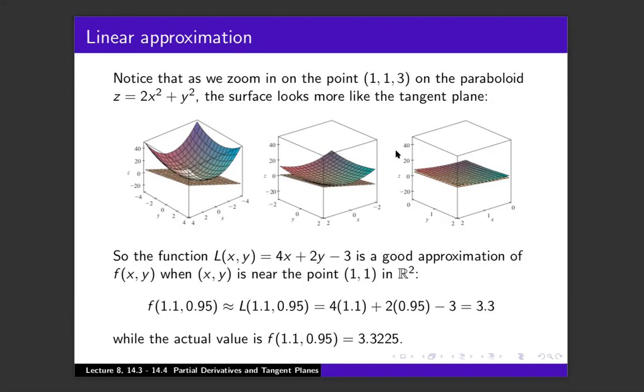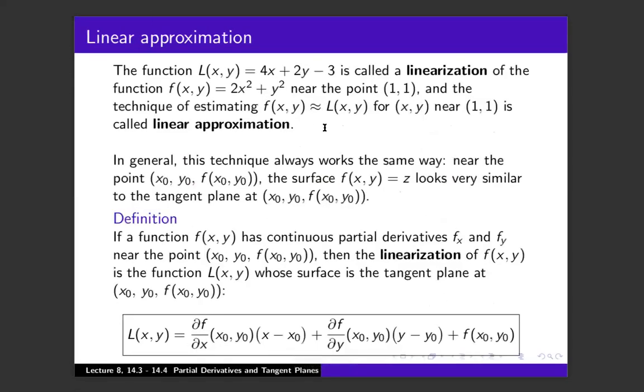So for example, what's near (1, 1)? Well, (1.1, 0.95) is near (1, 1). And our claim is that the function is approximately equal to this plane at the point (1.1, 0.95). You plug all those in, you approximately get 3.3. In fact, the actual value of this function is 3.3225. So we were off by about 1/50th. That's pretty good. So we give that function L(x, y) a special name. It's called the linearization of that function near that point.